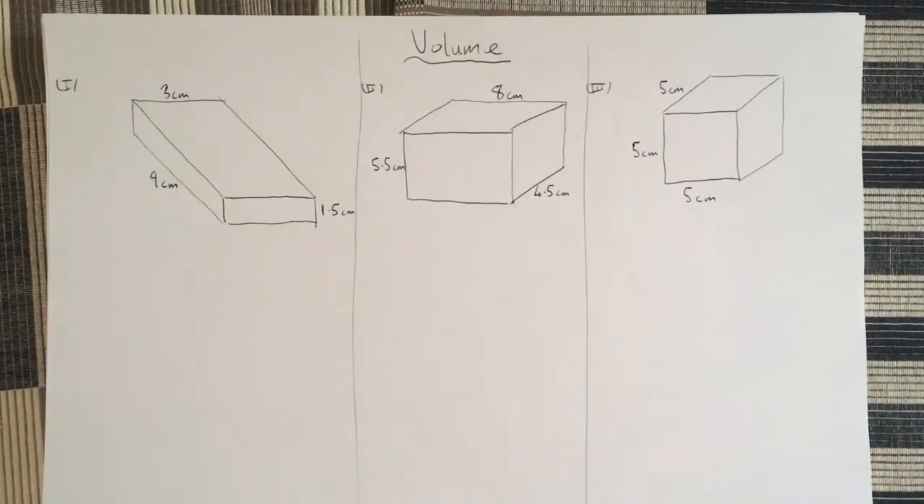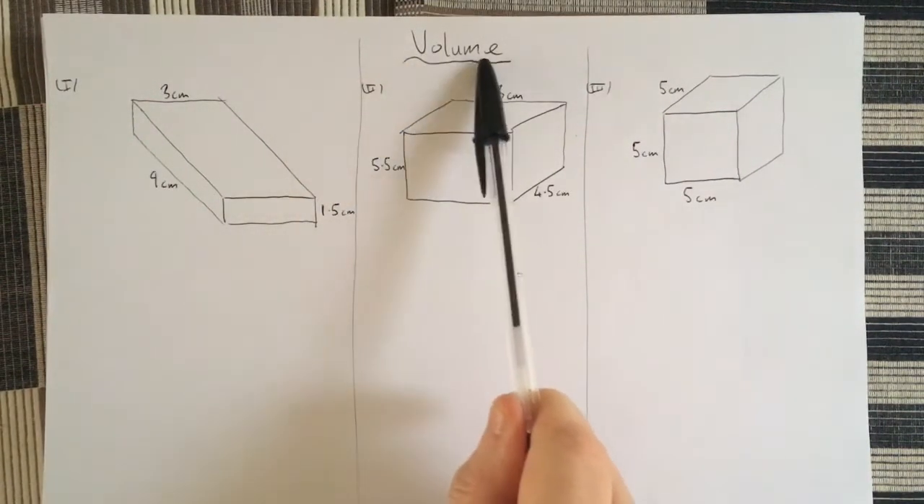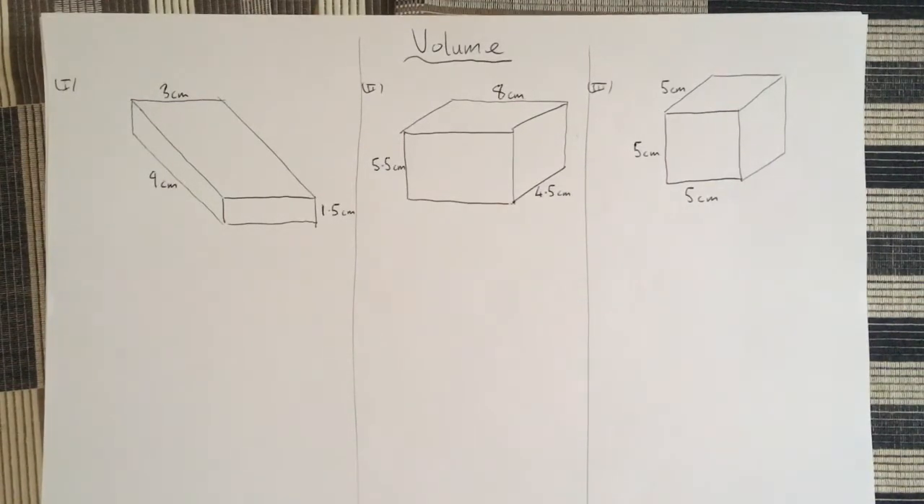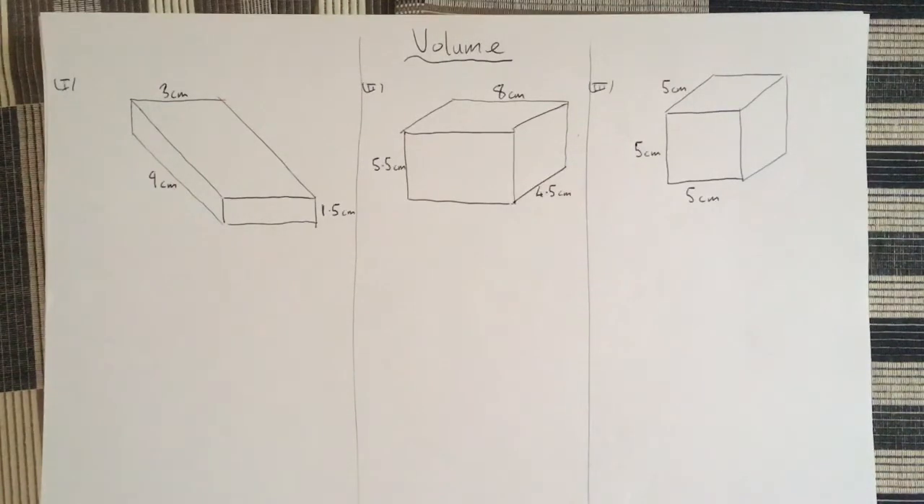All right, so what I'm going to start looking at today is volume. When we were looking at area, we said area was the amount of 2D space that a shape takes up. So the area of a rectangle was the amount of space it would take up on a piece of paper, say. Volume is the amount of 3D space that a shape takes up.